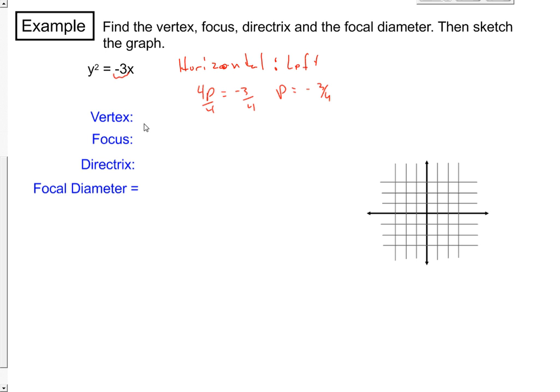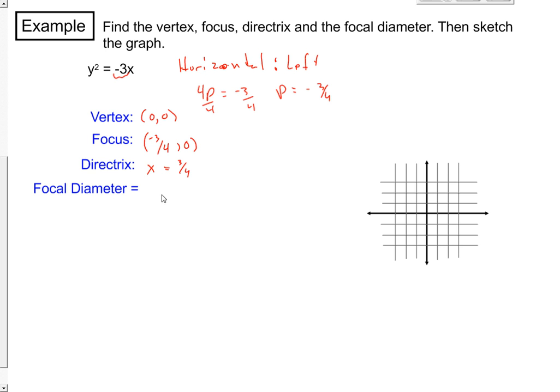So my vertex, I still have nothing being added or subtracted to x and y, so that's 0, 0. My focus, now because it's horizontal, my focus is going to be moving left and right. So my p-value needs to be in the x-coordinate of my point. So negative 3/4, comma 0. My directrix is going to be the opposite, so positive 3/4, and it's going to be a vertical line, so that's x equals 3/4.